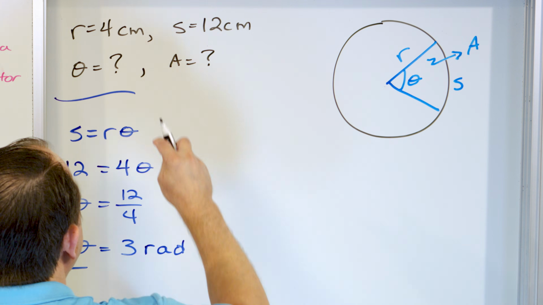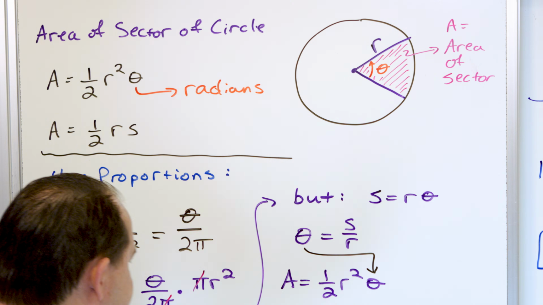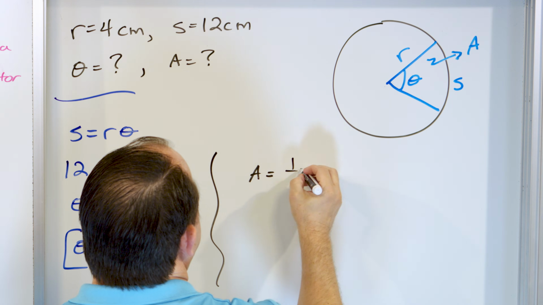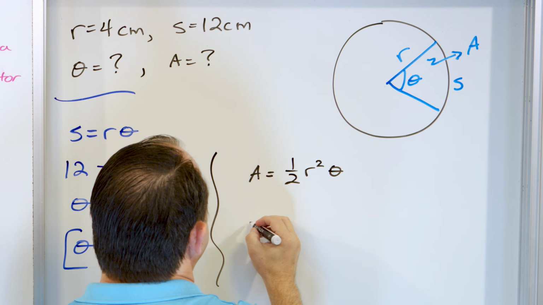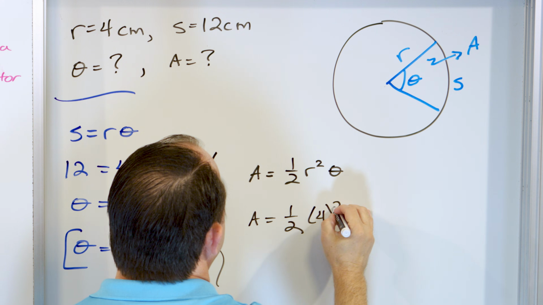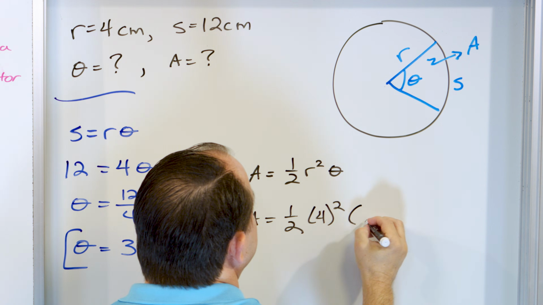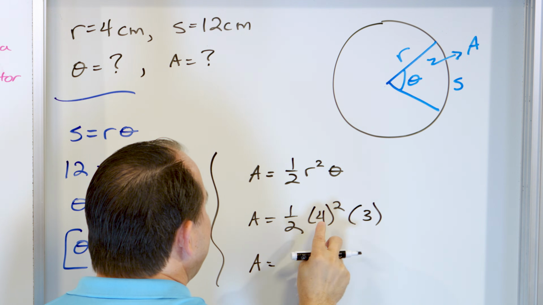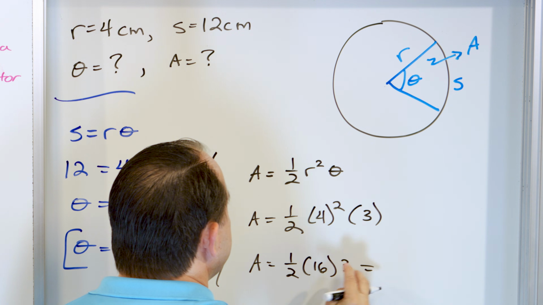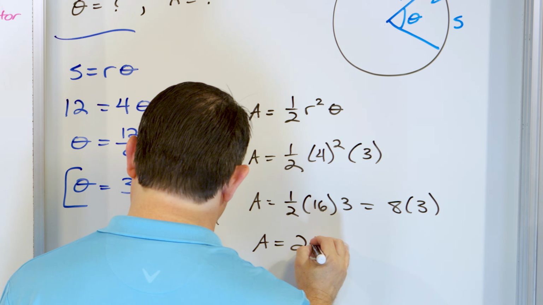All right, last thing we want to do is figure out the area of this sector. Again, we can use either one of these equations. Let's just use the first one, which is 1/2 r squared theta. So 1/2, what is the radius? 4. 4 squared, what is the angle measure? The angle measure we calculated in the first part, which is 3. So this is 16, so it would be 1/2 times 16 times 3. This is going to be 8 times 3, and so the area is going to be 24.